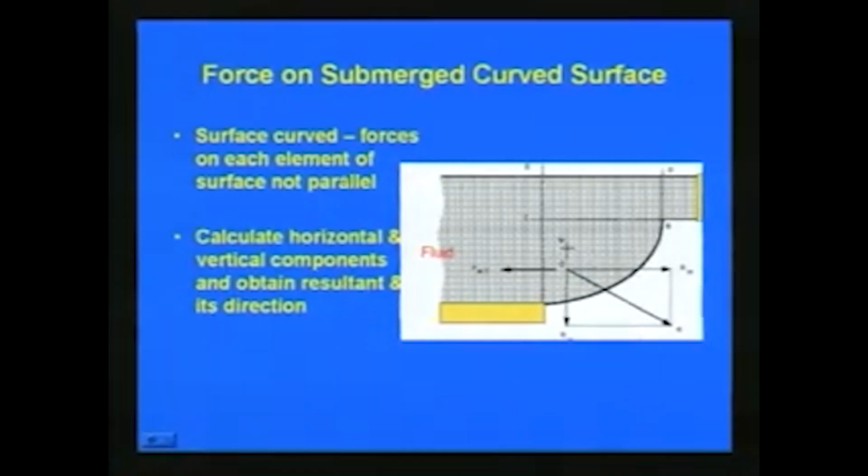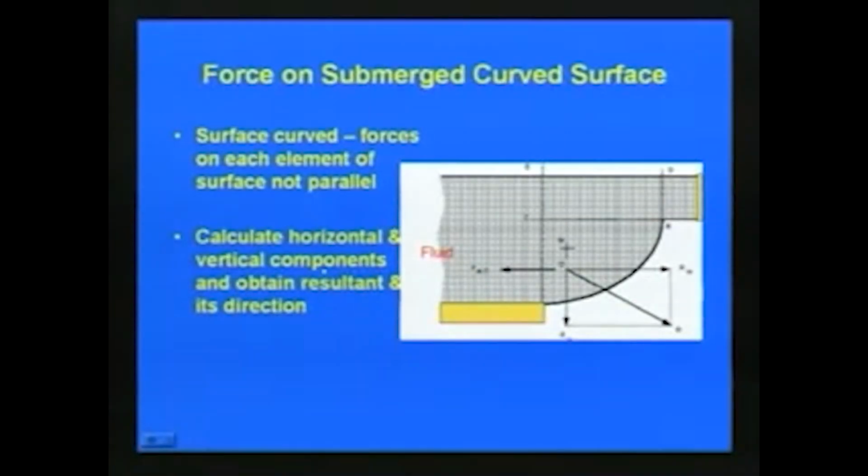So, here the surface is curved. So, forces on each element of the surface are not parallel, as we have seen in the case of a vertical surface or horizontal surface. So, we have to take the horizontal component and the vertical component. First we will calculate the horizontal and vertical components, and finally we will obtain the resultant, and then we will obtain its direction.